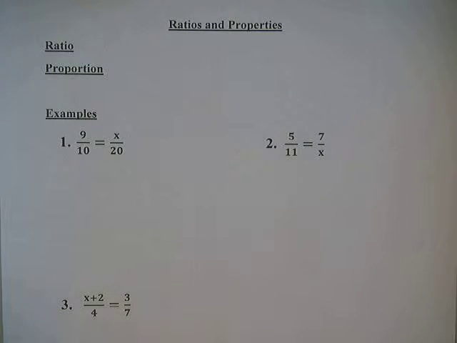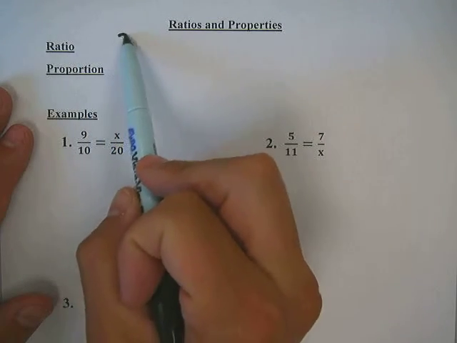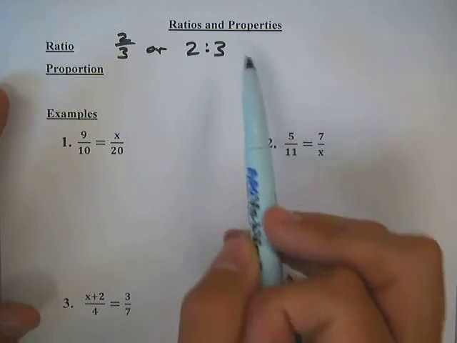So let's talk about ratios and proportions and how to solve proportions in particular. So ratios, let's just start with that. A ratio for the most part, if you were to look at one, oftentimes it's represented by a fraction, or sometimes you see it as a colon.